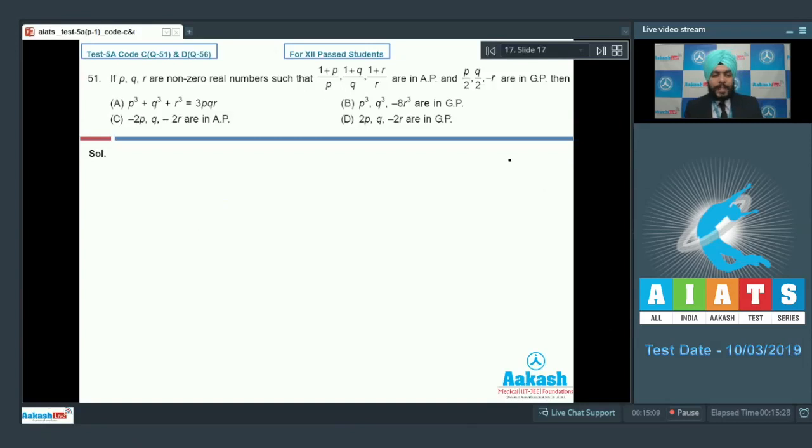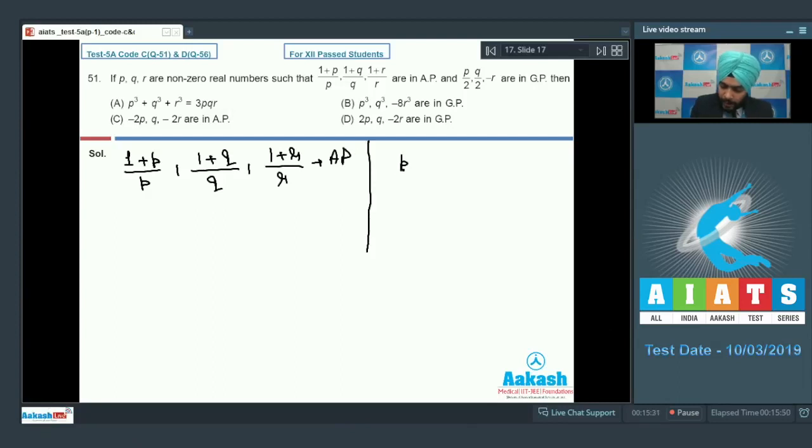Question number 51 says that if P, Q, R are non-zero real numbers such that (1 + P)/P, (1 + Q)/Q, (1 + R)/R are in AP and P/2, Q/2, -R are in GP, then we have to solve the following options. (1 + P)/P, (1 + Q)/Q, (1 + R)/R are in AP and P/2, Q/2, -R are in GP.